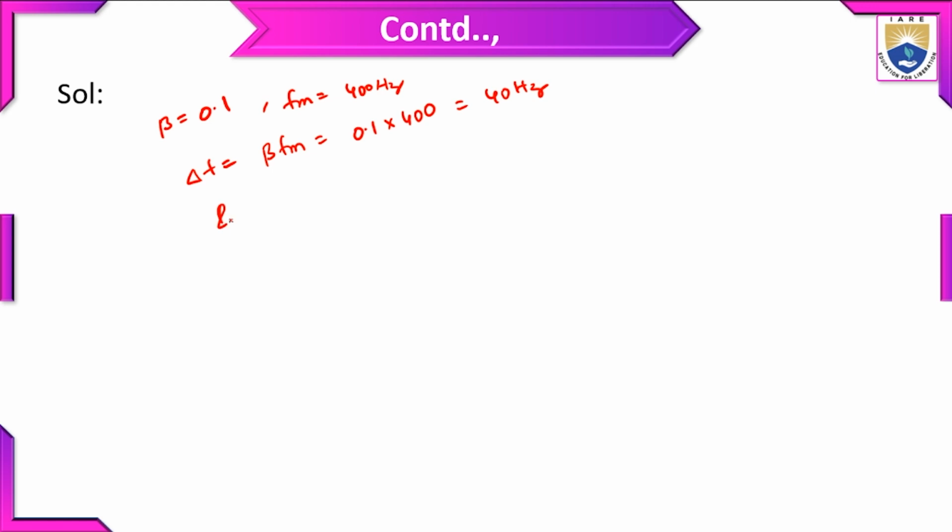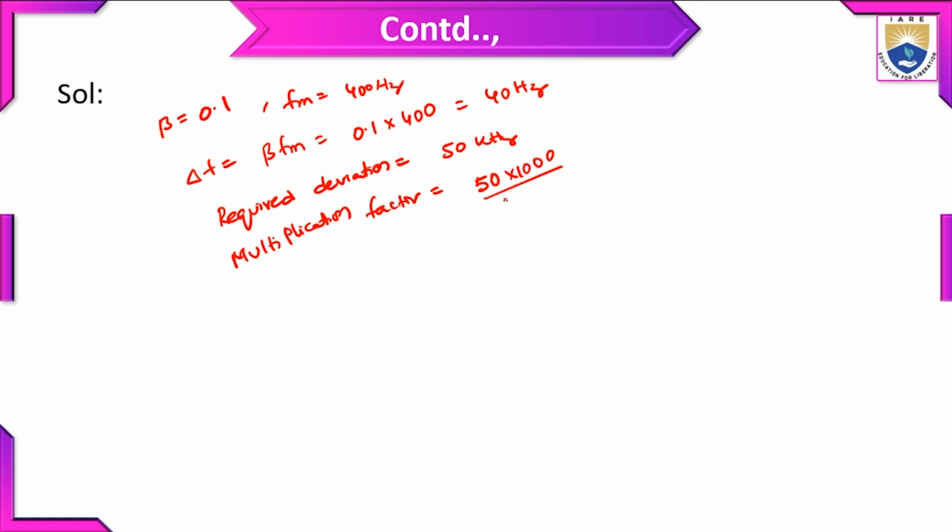So the required frequency deviation is 50 kilo, but theoretically you get only 40. So here you are going to require a multiplication factor. The multiplication factor is 50 kilo divided by this 40. So finally it is 1250.